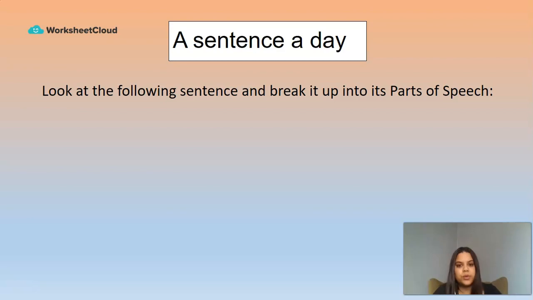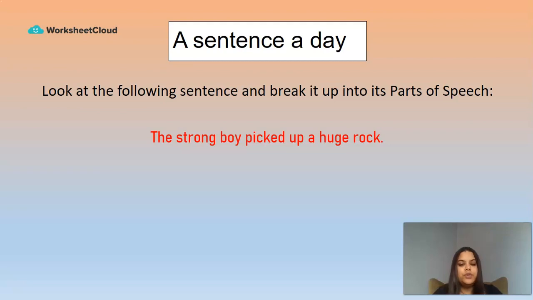But we won't always focus on parts of speech in sentence a day. We'll also focus on different types of language sections like tenses or subject and predicate. And we're going to be trying to do that as often as we can in the lessons that are going to come up. Okay, so let's look at the sentence. The strong boy picked up a huge rock. Okay, so that is our sentence for today.